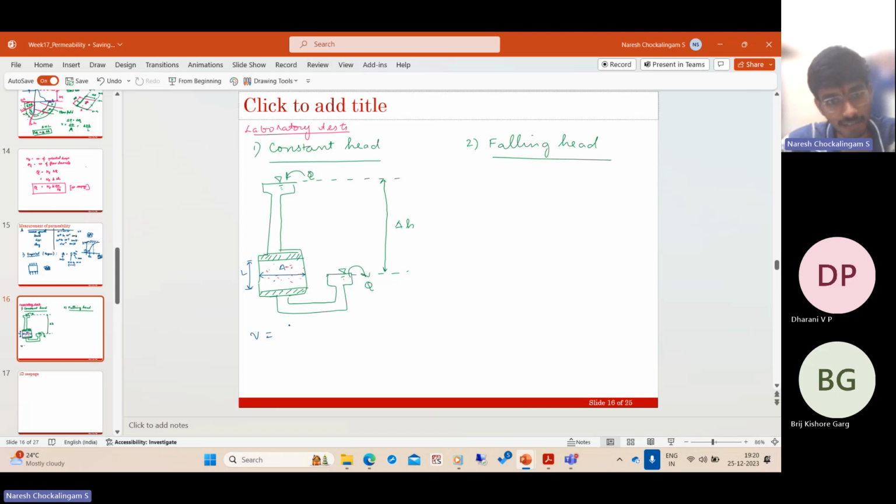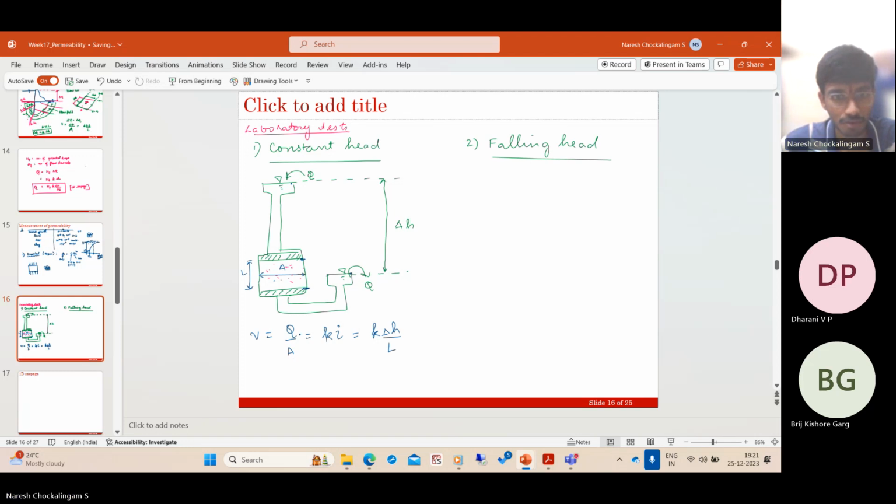So what is the discharge velocity? It is Q by A. But by Darcy's law, it's also equal to K I. But what is I? I is the hydraulic gradient. What is the head difference between this point and this point? So we assume the pipes are all frictionless. So the head here is equal to the head here. Similarly, the head here is equal to the head here. So the head difference is nothing but delta H. It is nothing but K delta H by the length along the flow, delta H by L.